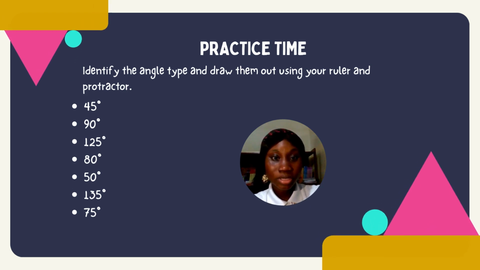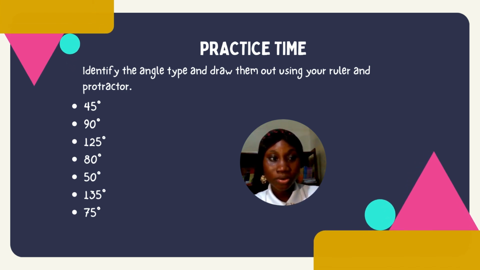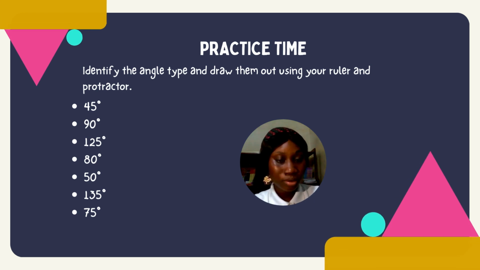I told you that you start with a ruler to draw out a straight line. You place your protractor to mark your point zero, and then you make a vertex to mark that point exactly and draw out the arms so you can get the shape of what that angle looks like.